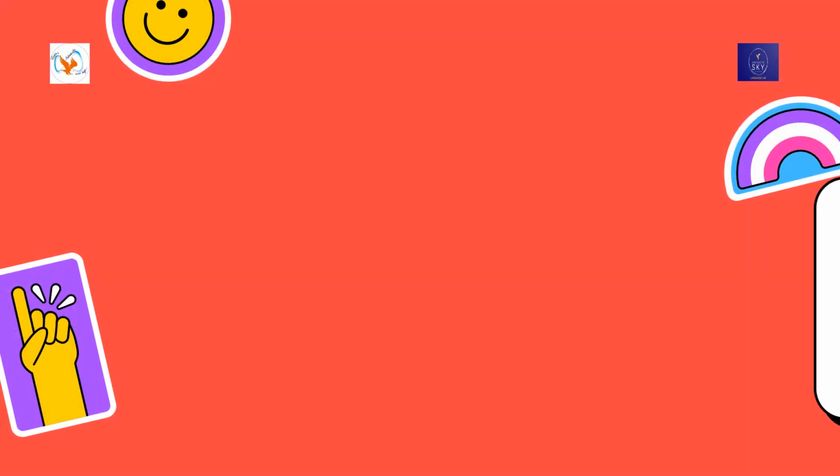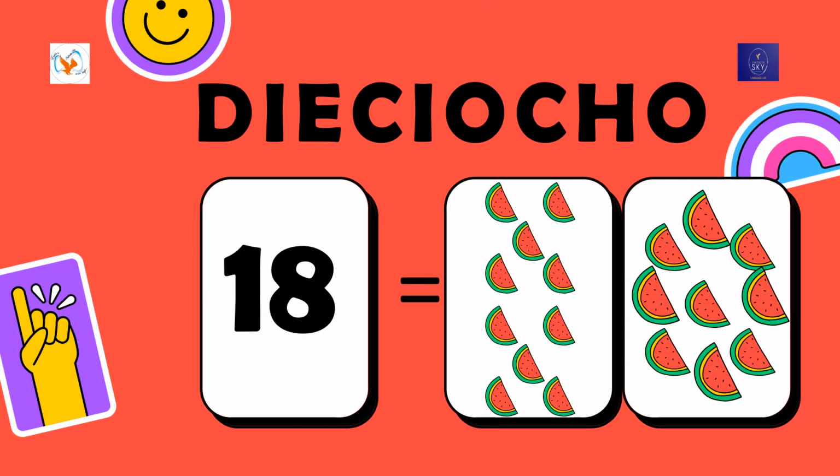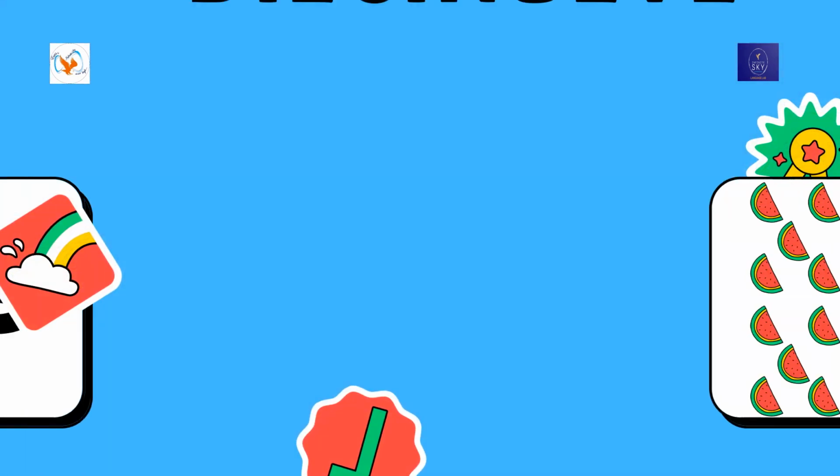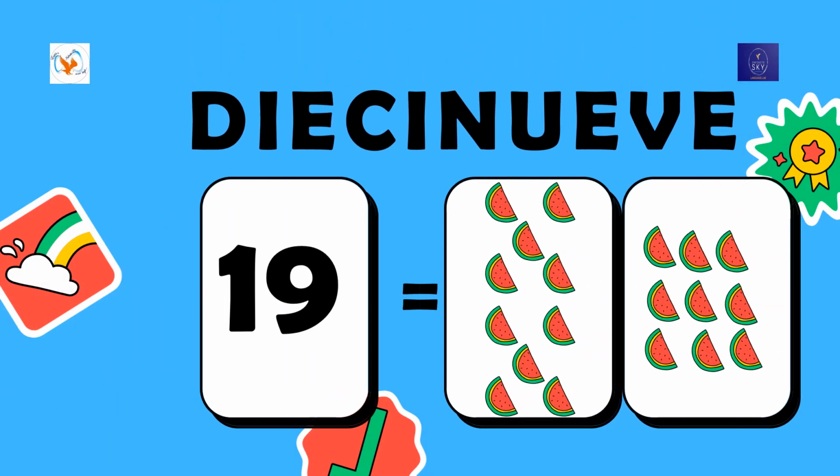Next up, we have 18. In Spanish, it is pronounced as dieciocho. Dieciocho. Next up, we have number 19. In Spanish, it is pronounced as diecinueve. Diecinueve.